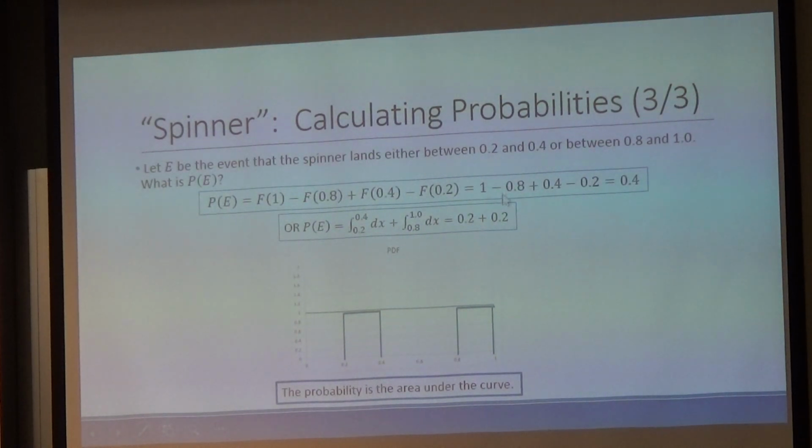So that's this guy. Plus the probability I land between 0.8 and 1, that's this guy. And so that gives me 1 minus 0.8, that's the probability I land between 0.8 and 1. This one's the probability I land between 0.2 and 0.4, so 0.2 plus 0.2 is 0.4. You can do that either this way, or if you think about it like, oh, there's these little integrals under the curve, and I need to add it.